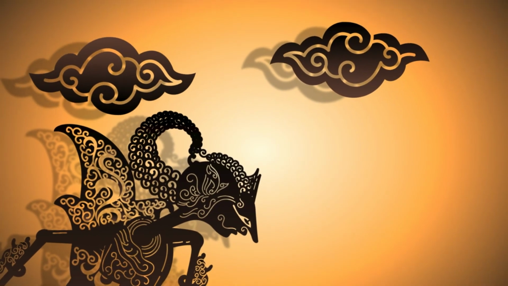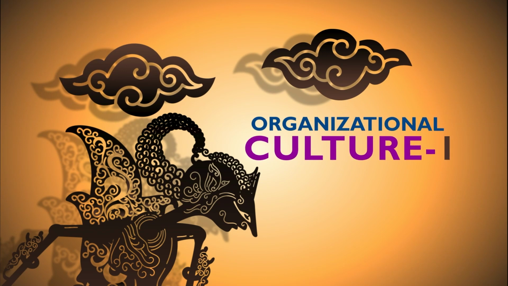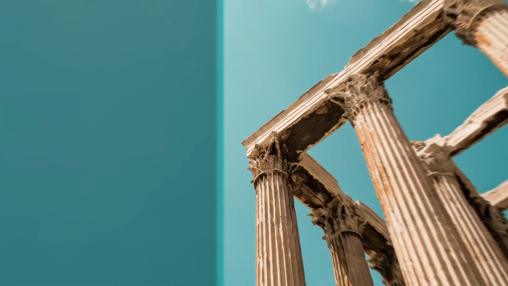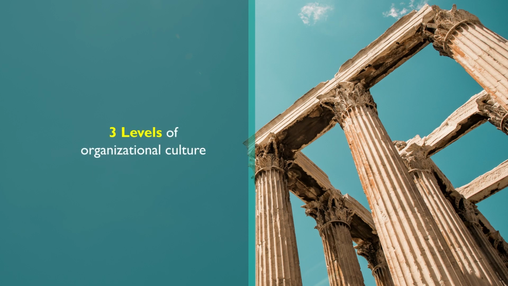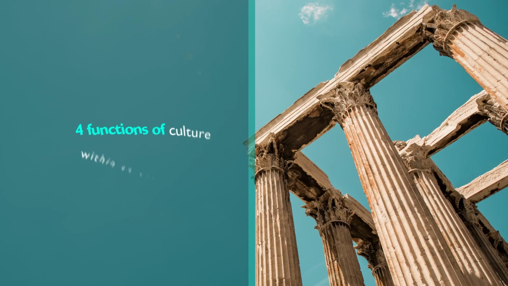We are going to discuss a chapter called organizational culture, and in this chapter we'll be focusing on exploring the three levels of culture and evaluating the roles they play in an organization. We'll also be discussing some of the functions. Primarily, there are four functions of culture that influence an organization.